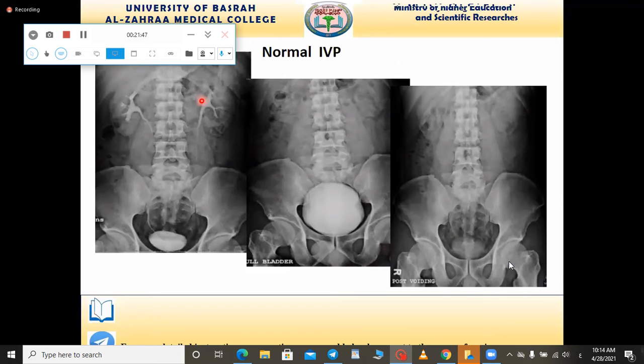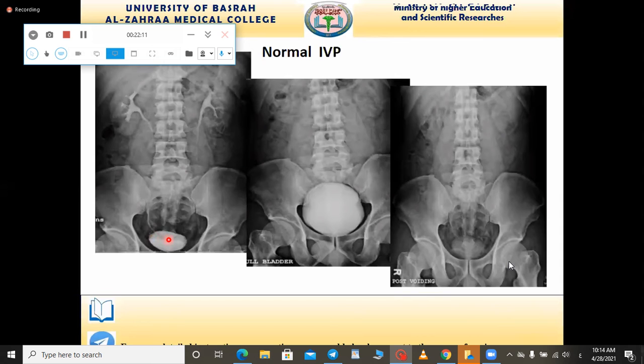Here another normal IVP. Here the patient also we can see the density of the kidney. We call it a nephrogram, it is not important, but you should know it. And this is then the renal pelvis. Here the ureter. The ureter is not fully apparent, some parts of the ureter are shown but other parts are not, which is normal. And here the bladder.